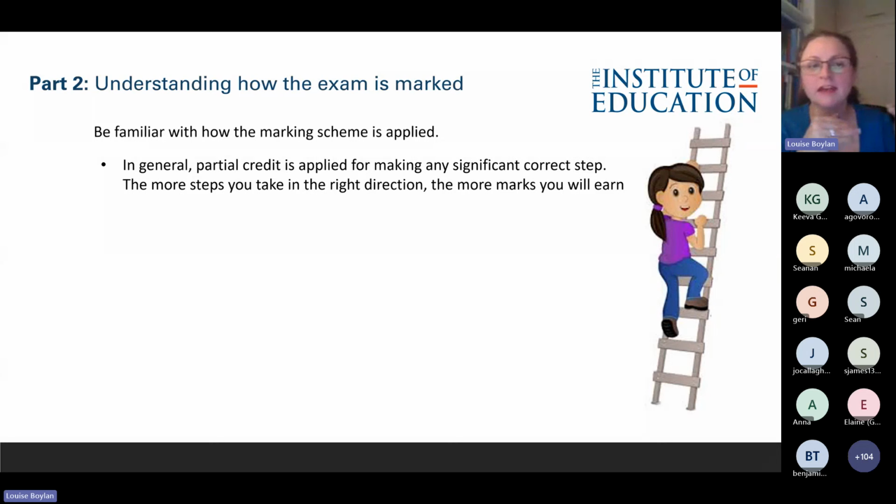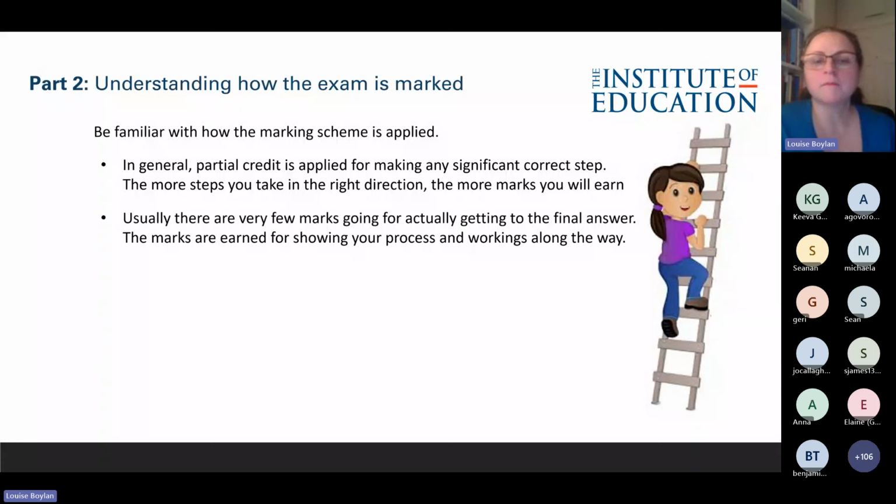So there's partial credit given for making any significant correct step along the way. And the more steps you take, then the more marks you will earn. Right? So if you make a good attempt or a good start, you start in the right direction, that'll get you onto the low partial credit. Then the middle partial credit gets you to the next, then the high partial credit, and then hopefully to full marks. Okay, well, I'll show you more in a second.